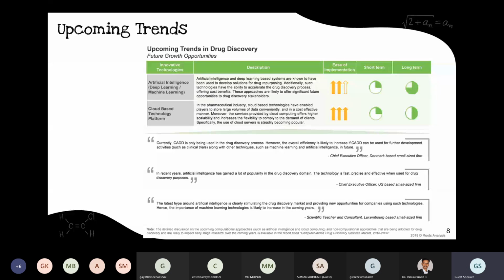Because the problem is we don't have data. We need a huge amount of data to do deep learning. With machine learning itself we don't have much data, but at least we are okay with the small amount of data that we have. And cloud-based technology platforms are also increasing like anything.